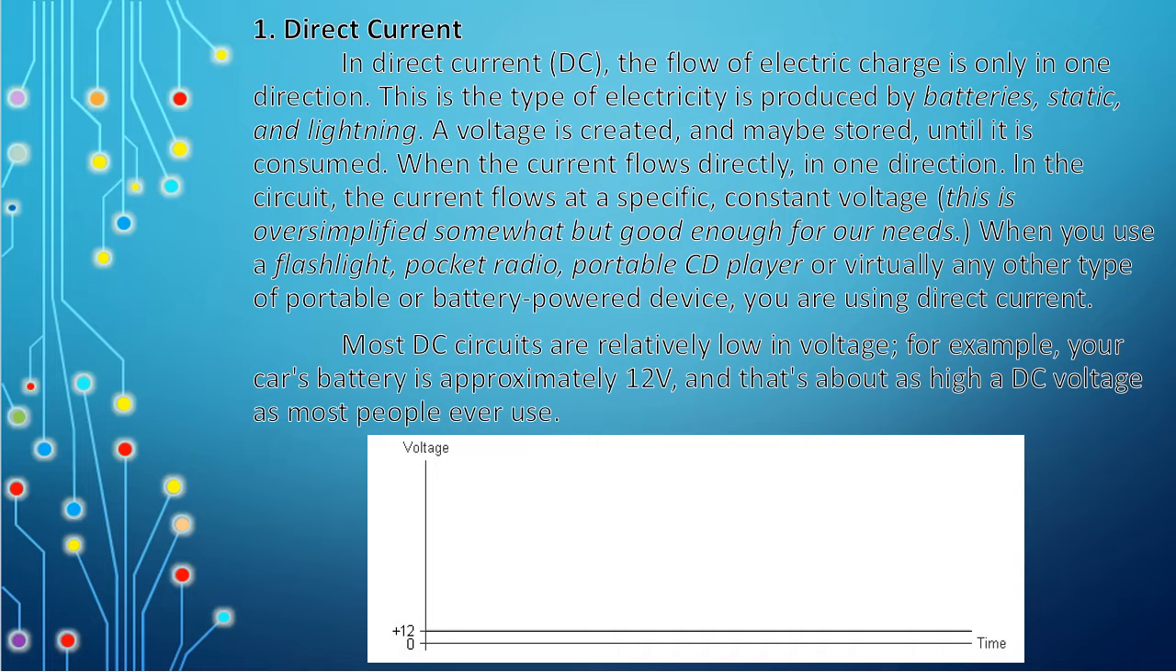This is oversimplified somewhat, but good enough for our needs. When you use a flashlight, pocket radio, portable CD player, or virtually any other type of portable or battery-powered device, you are using direct current. Most DC circuits are relatively low in voltage. For example, your car's battery is approximately 12 volts, and that's about as high a voltage as most people ever use.